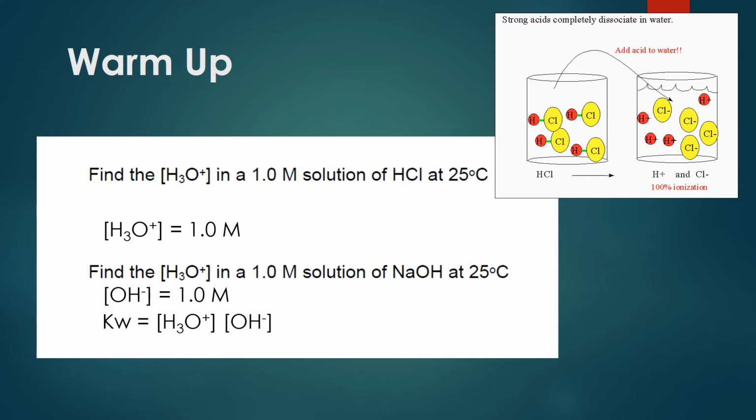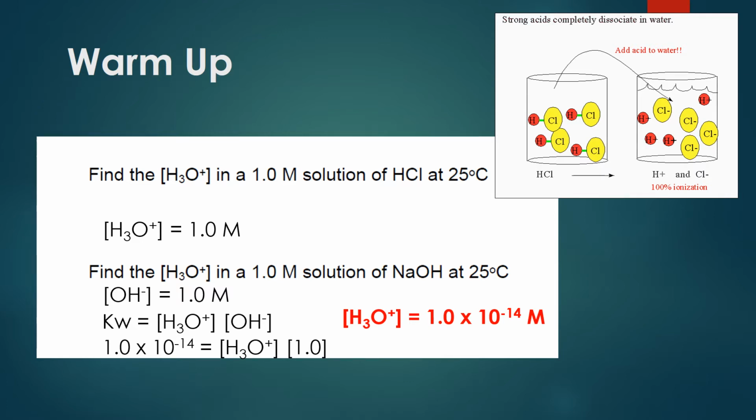For that, we're going to use our Kw expression. So we've got H3O+ times OH- is going to equal Kw. And this is where the 25 degrees Celsius comes in, because you can remember back, Kw is 1 times 10 to the negative 14 at 25 degrees Celsius. So we do our calculation and we get our concentration of hydronium is 1 times 10 to the negative 14 moles per liter. So that's a little bit of a warm-up here.